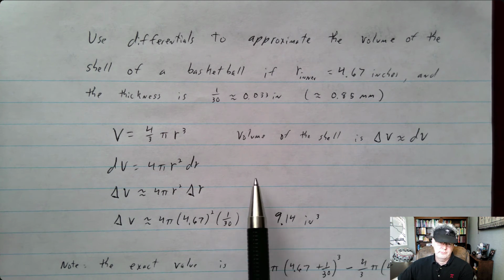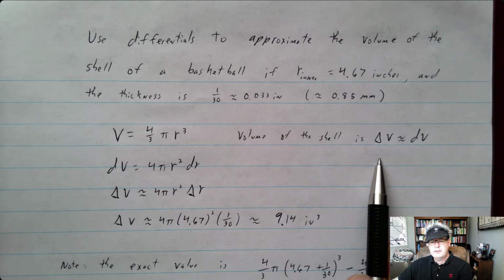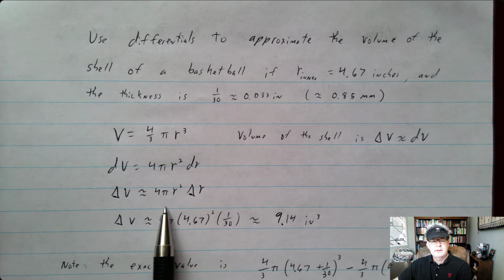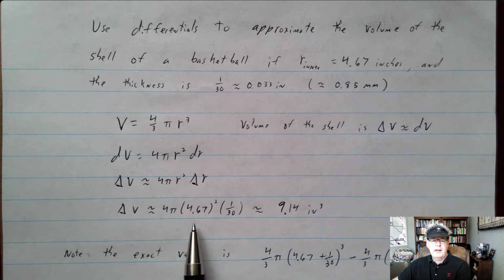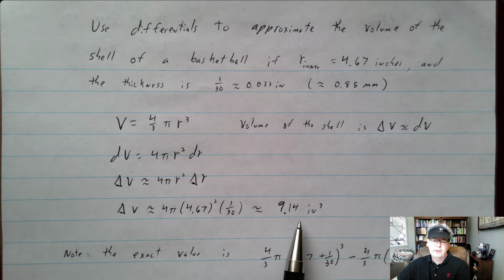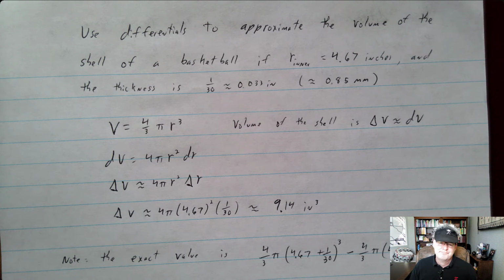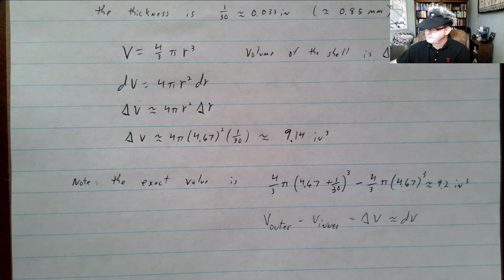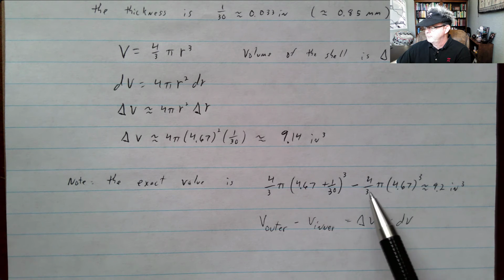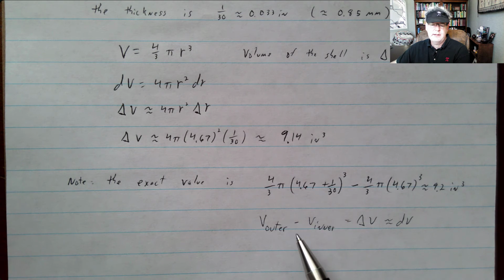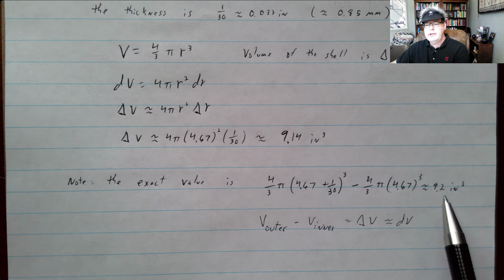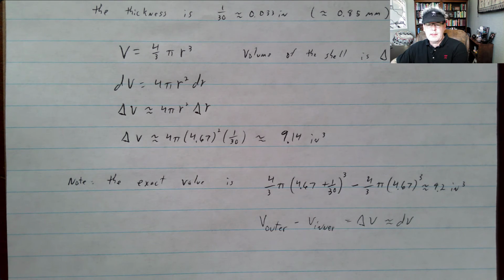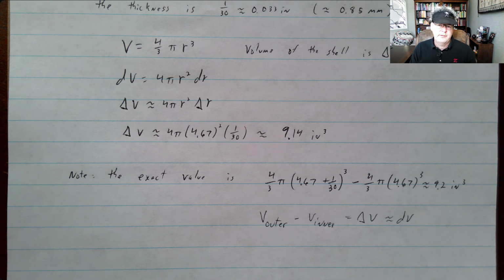Again, we can use differentials. So volume's 4/3 pi r cubed. The volume of the shell, delta V, is roughly the differential dV, which will be 4 pi r squared dr. And so plugging in my numbers, I get about 9.14 cubic inches. So that'd be the volume of basketball material. Again, in this case, it's not too hard to do the exact value. You can just do the outer radius cubed minus the inner radius cubed, times 4/3 pi. So you're finding the volume of the outside minus the volume of the inside. In this case, it was 9.2, so a little bigger. It's close, almost rounds to the same thing. It kind of depends on how relatively close it is.